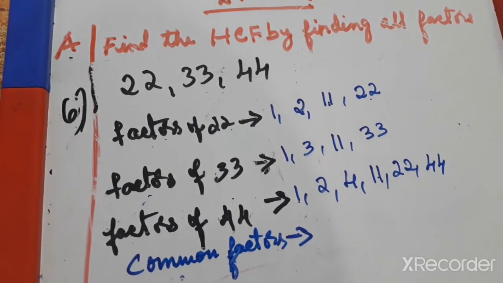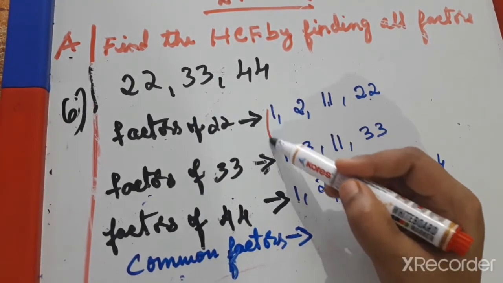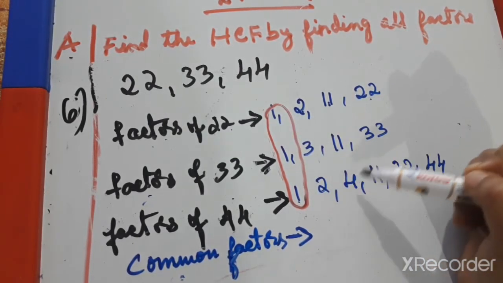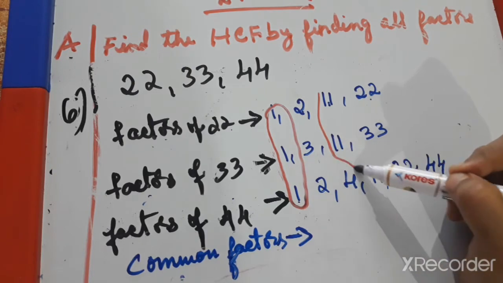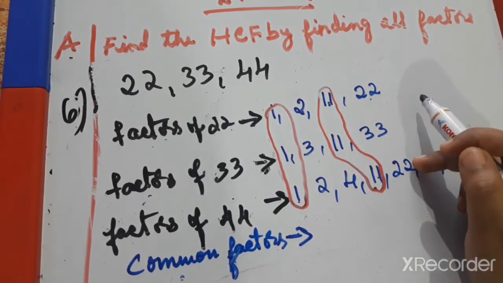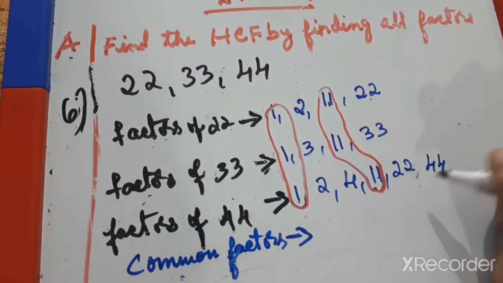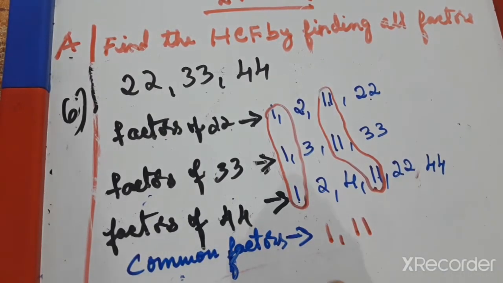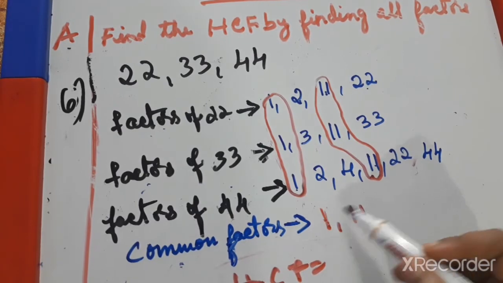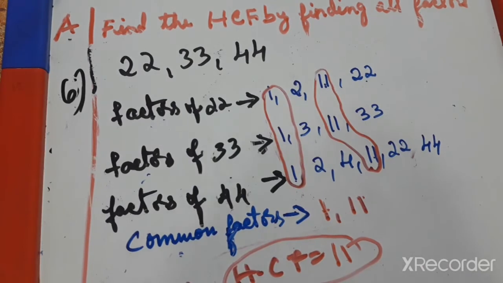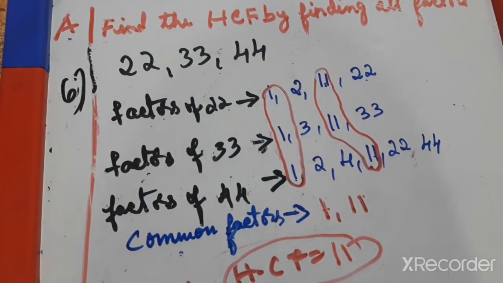Any common factors here? Yes, 1 is common for all three numbers. Then 2 is here, but not here. 11 is common in all three places. So the common factors are 1 and 11. Therefore, HCF equals the highest common factor. Which of 1 and 11 is highest? 11. HCF is 11. Highest common factor is 11.